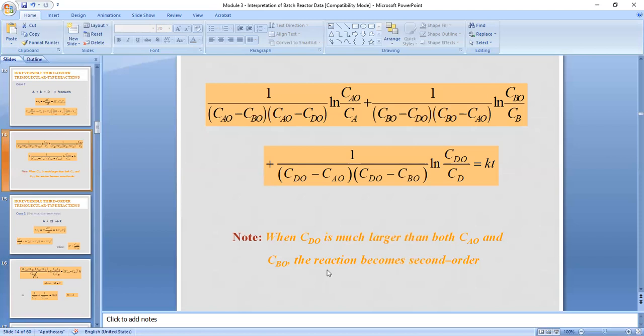Okay, in our language, it becomes just second order. The concentration of D is no longer a factor to consider in the rate of the reaction of the system having A, B, and D. So this is our case 1.